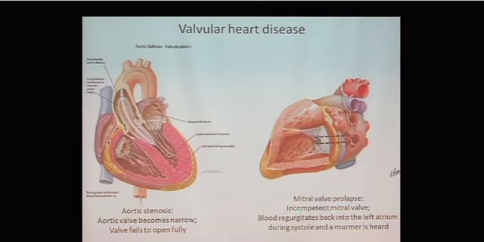And what you'll hear is a murmur when you're listening to heart sounds. I'll play you a bit of that in a second. So the blood regurgitates back into the left atrium during contraction of the ventricles.